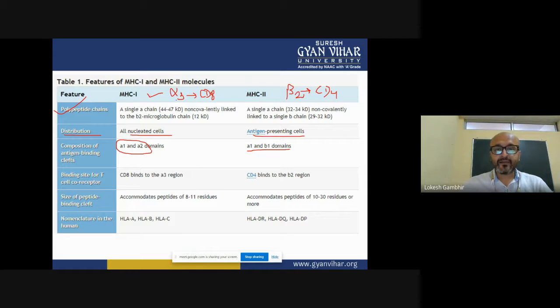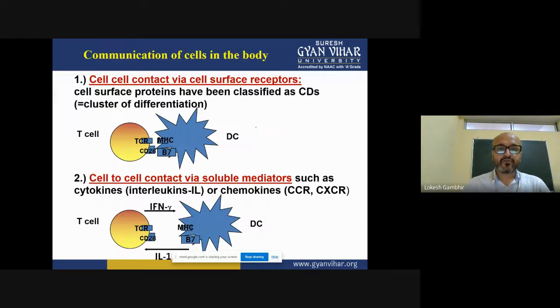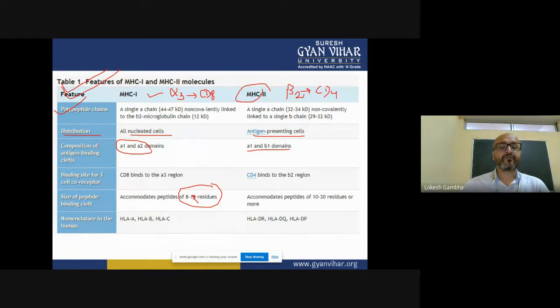Then class 1 can accommodate around 8 to 12 amino acid residues, whereas class 2 can accommodate around 30 residues easily. As for the nomenclature, in technical terms we call it human leukocyte antigen ABC for class 1, and human leukocyte antigen DR, DQ and DP for class 2, in whatever manner you want to remember. So please remember this comparison chart for your future reference and for a better understanding of the narrations we talk about in terms of your immunological aspects.